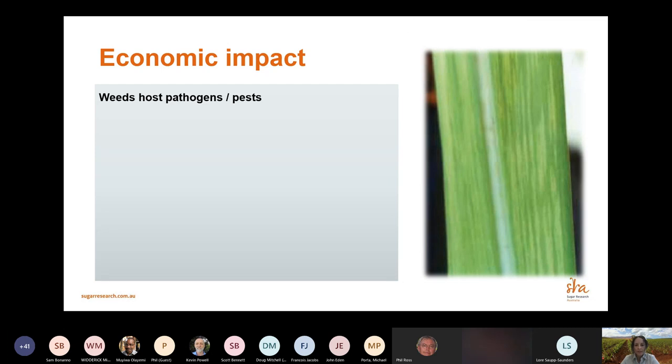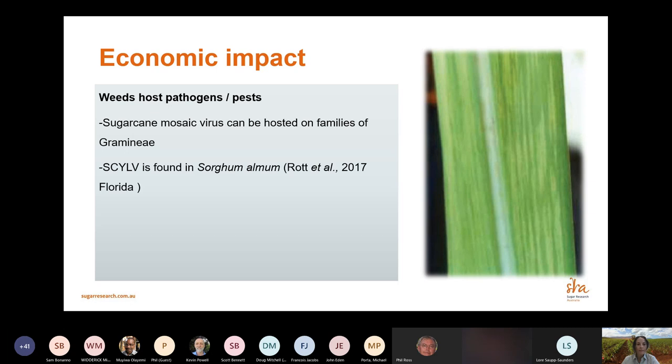Another economic impact from weeds comes from the role of weeds in hosting pathogens and pests. This is an area that is not studied in Australian sugarcane, but it can be an additional contributor to yield loss. In other countries, they found that sugarcane mosaic virus can be hosted on the family of graminae, like grasses. Sugarcane yellow leaf virus has been found in Florida on a species of grass called sorghum almum, which is a common weed growing in the Everglades.